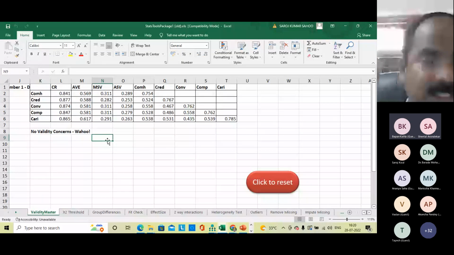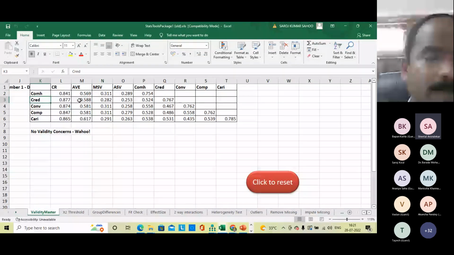Now one by one you see, for the comprehension, AVE is 0.569. For the credibility, AVE is 0.588. For the convenience, AVE is 0.581. For the compatibility, AVE is 0.581. For the caring, AVE is 0.617. That means all the AVE values are above 0.5. One criteria of convergent validity is proven.